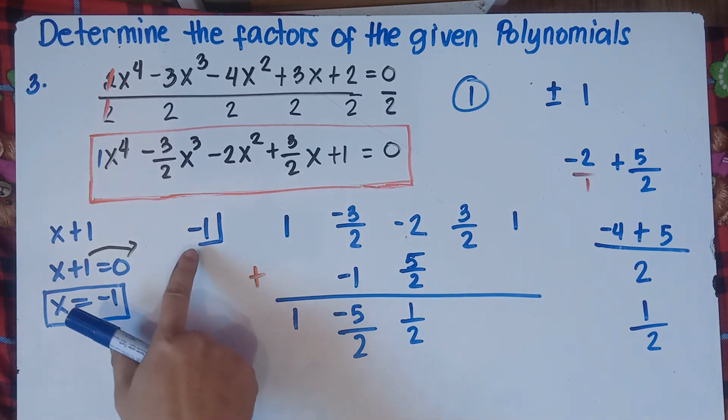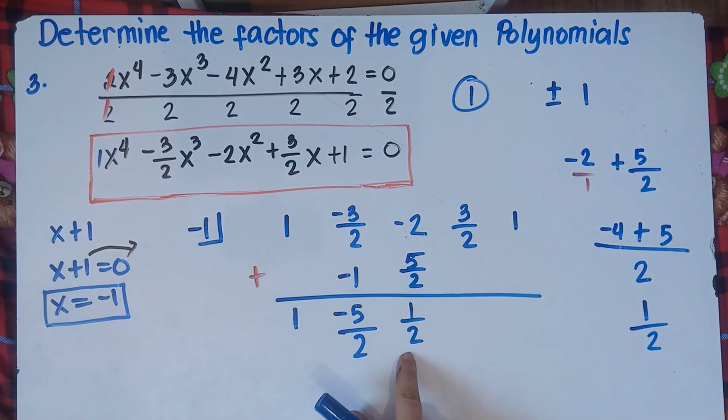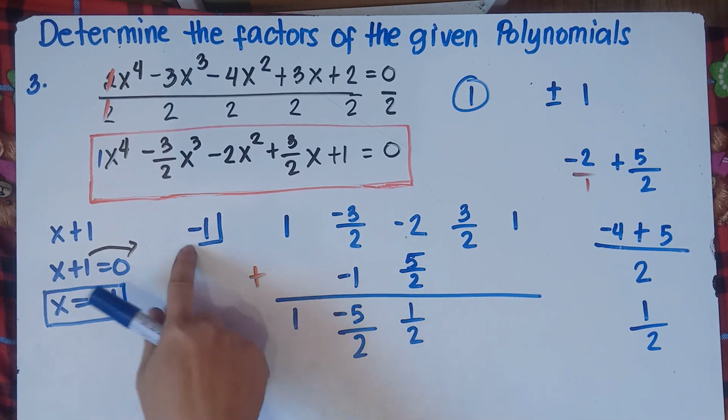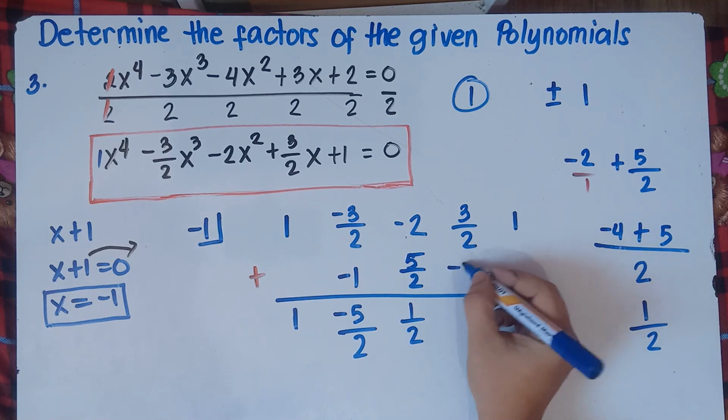Alright, and then you multiply negative 1 times 1/2. Any number multiplied by 1, the answer is the number itself. The answer is negative 1/2. Negative 1 times 1/2, that's negative 1/2.